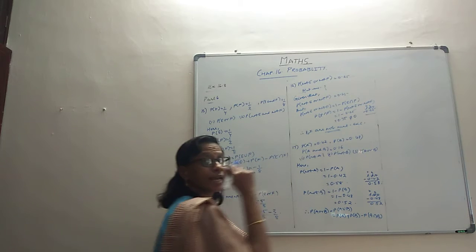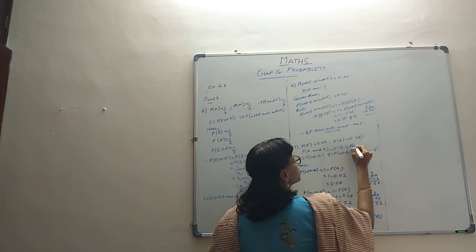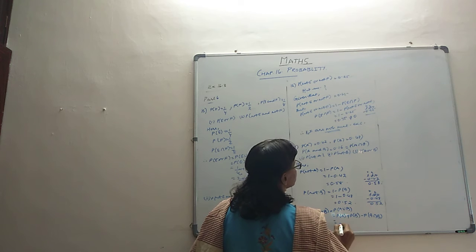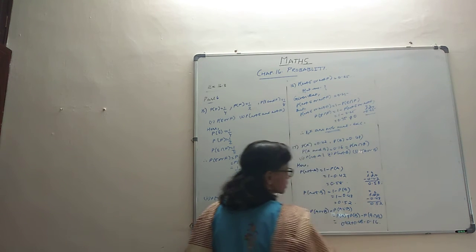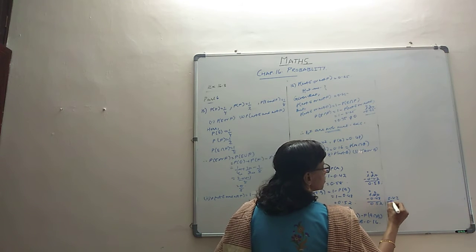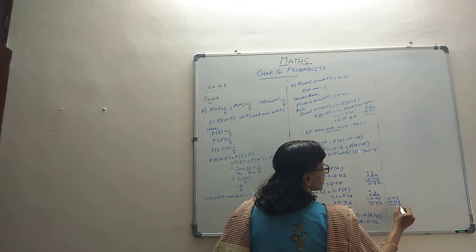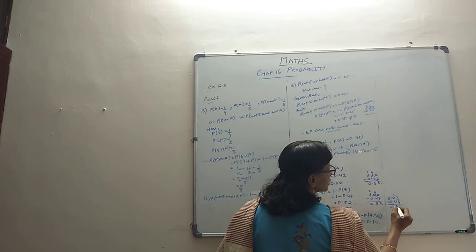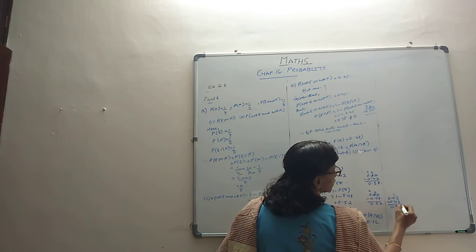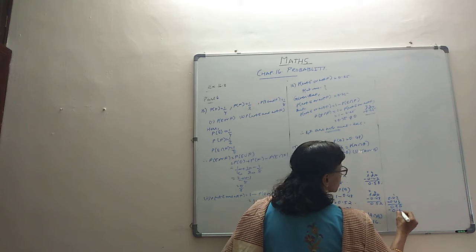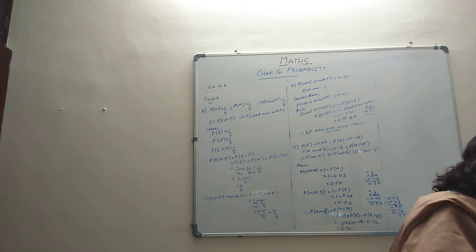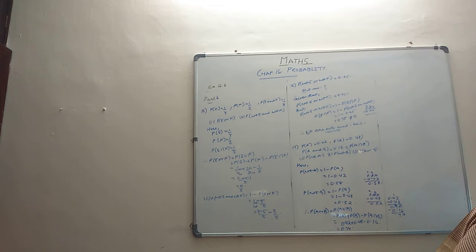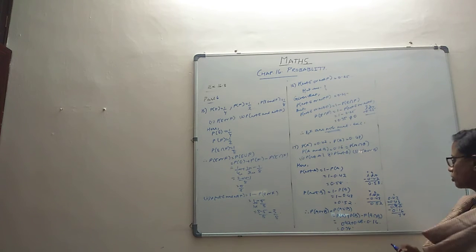We realized that A and B is also A intersection B, right? So let's put the values. It is 0.42 plus 0.48 minus 0.16. Let's add this. 0.42 plus 0.48 is 0.90, now minus 0.16, 0.74. Probability of A or B is coming as 0.74. That's how we get across doing these problems.